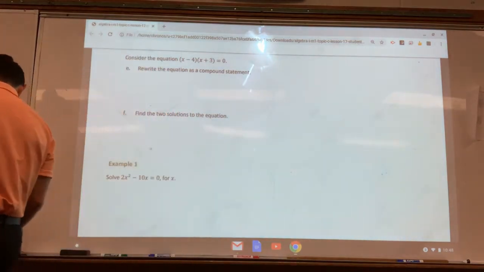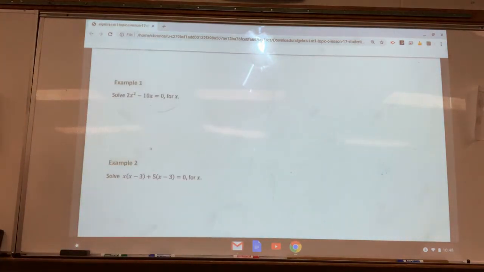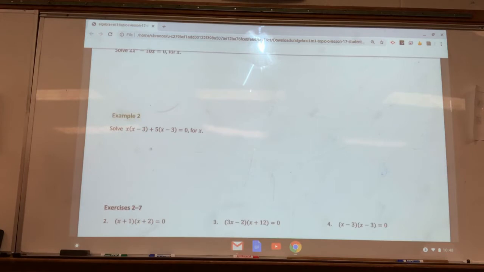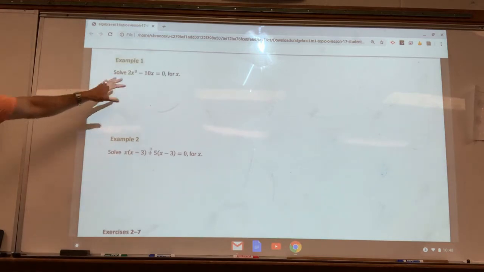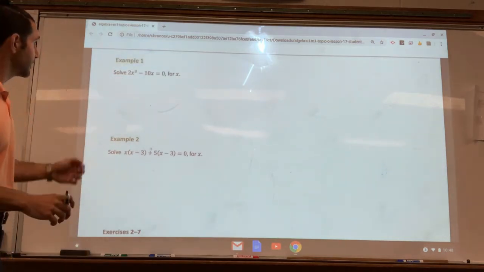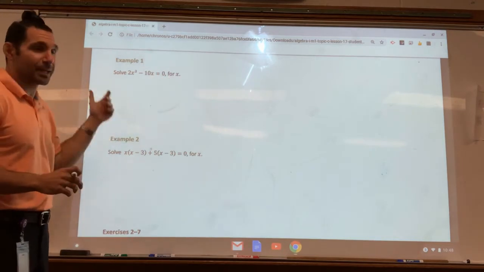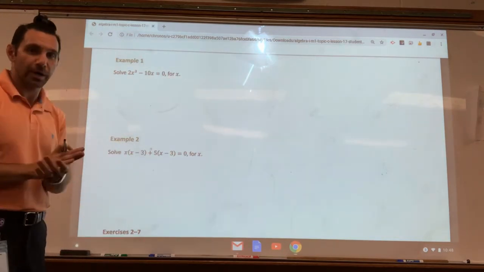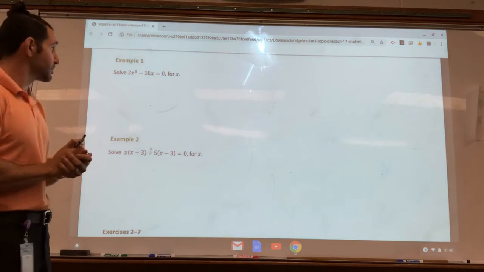That doesn't look tricky. But sometimes you're going to get equations like this, where you're going to look at it and say, well, if I add 10x to the other side, how do I get the x's by themselves? Correct. This is where factoring comes in.